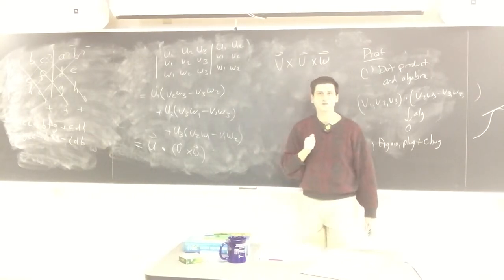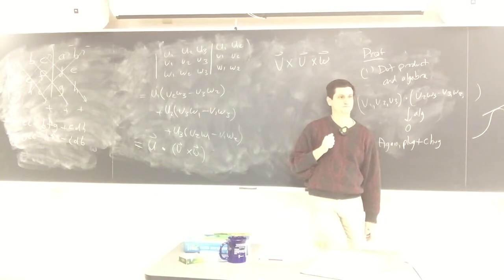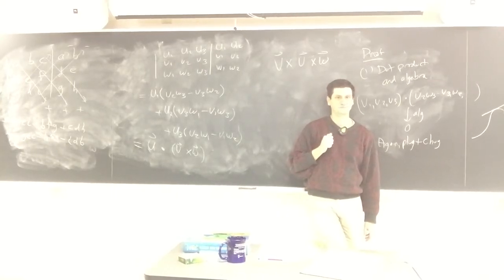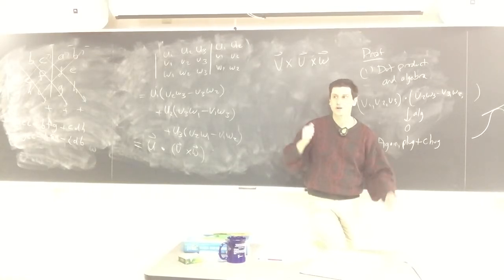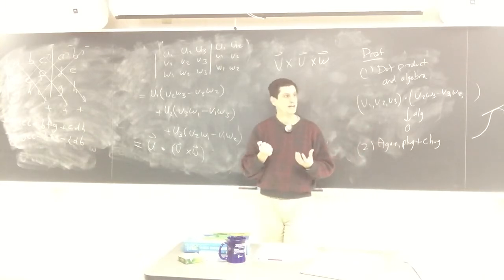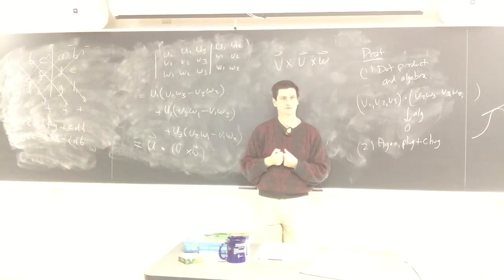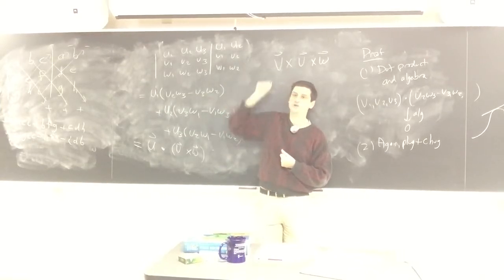What does V cross W mean? What's one possible meaning of this? So remember, the cross product is a binary operation. It takes as input two vectors and outputs a vector. So give me one way to interpret this.